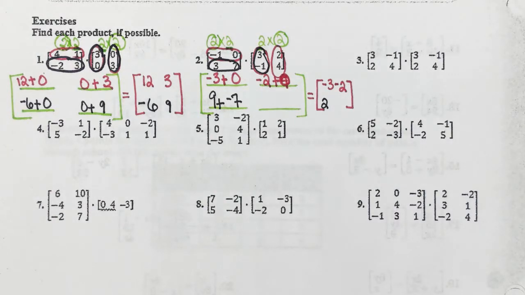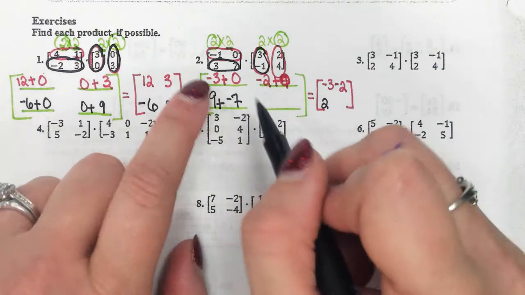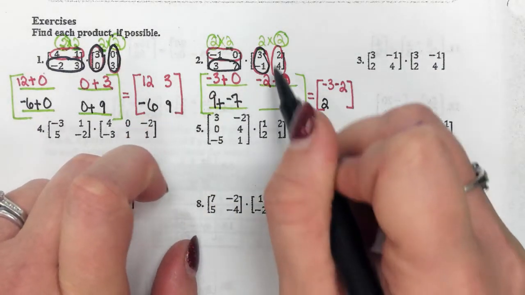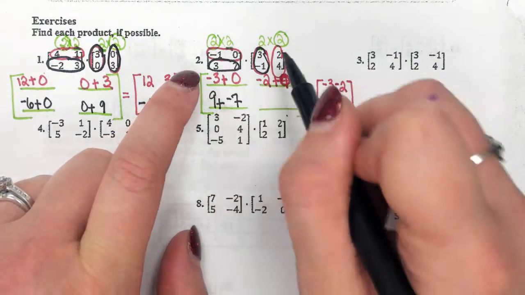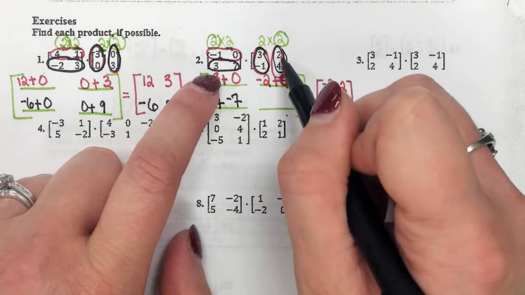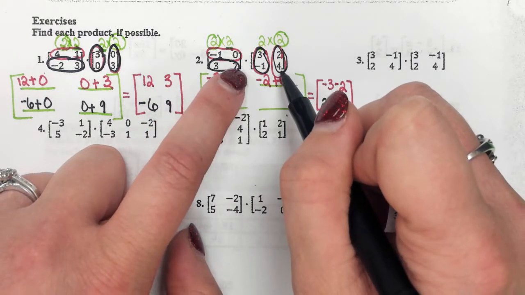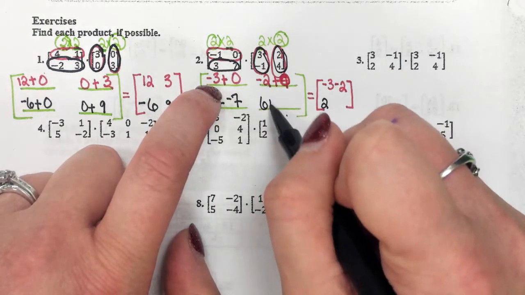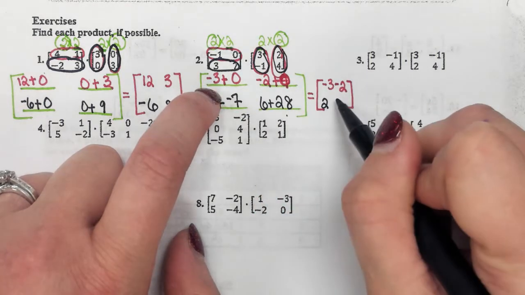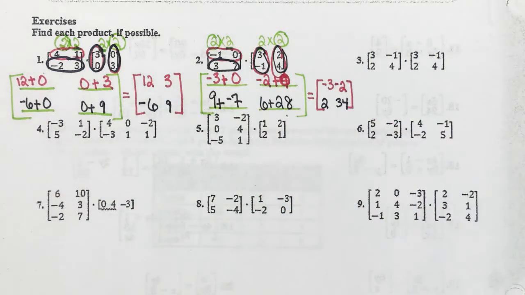Y'all okay? Alright, last one. Here we go. Last row, last column. So 3 and 7 and 2 and 4. So it'll be 6 and 28. 34. There you go. Alright, y'all try 3. See what you can do on 3.